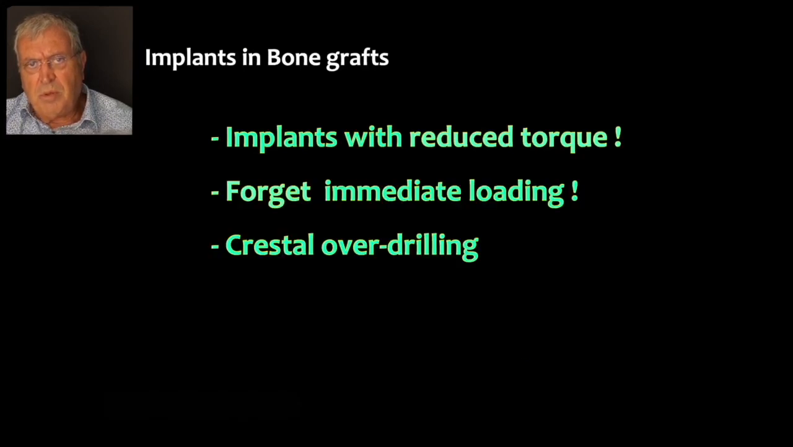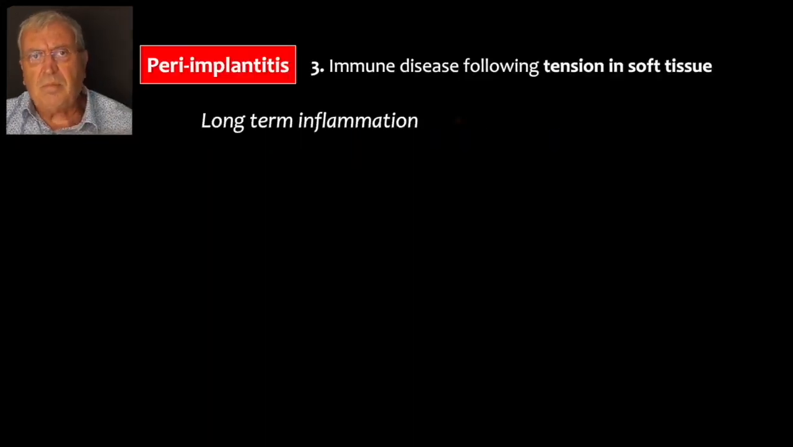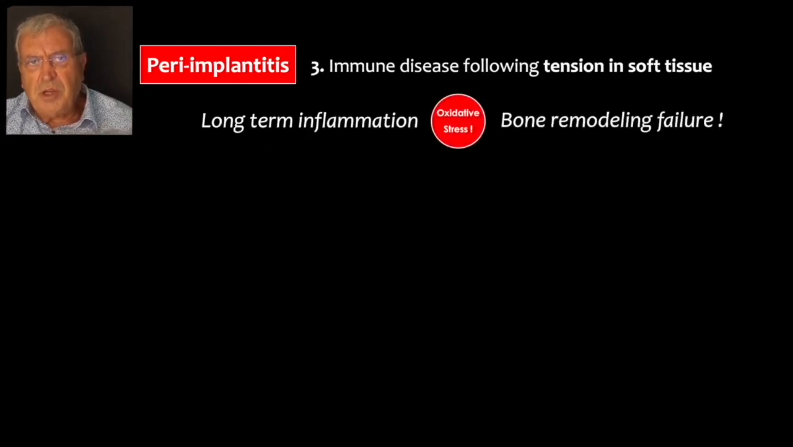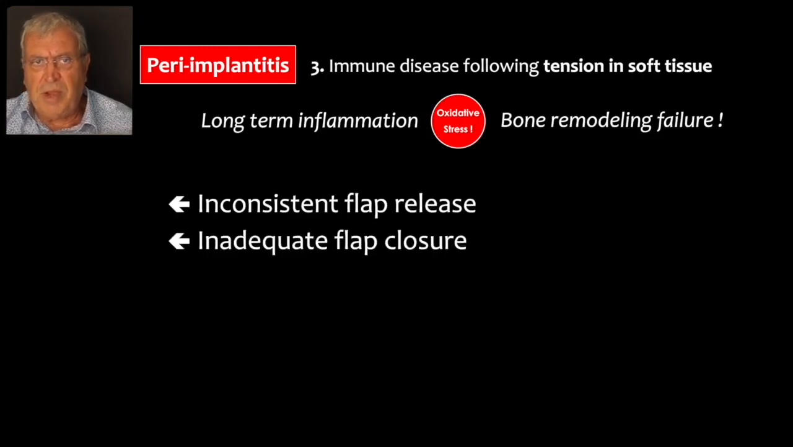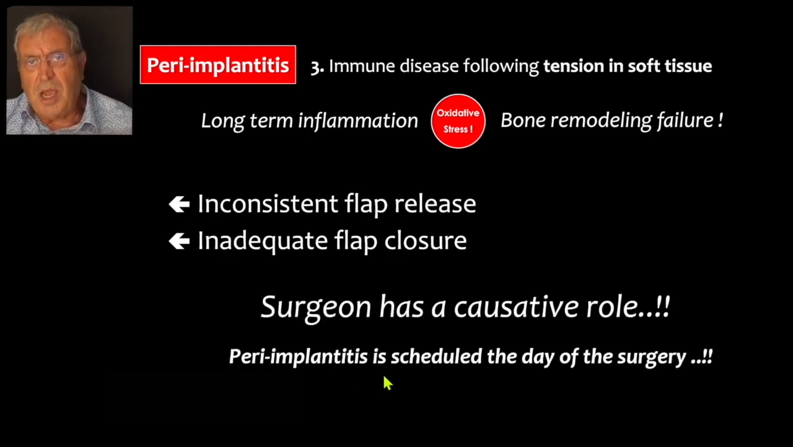We need to place the implant with a low torque. Please forget definitely immediate loading in bone graft and try to make a crestal over drilling. Following tension is the same: inflammation, oxidation, remodeling failure, coming from an inconsistent flap release or inadequate flap closure. Again, the surgeon has a causative role. Periimplantitis is scheduled the day of the surgery.